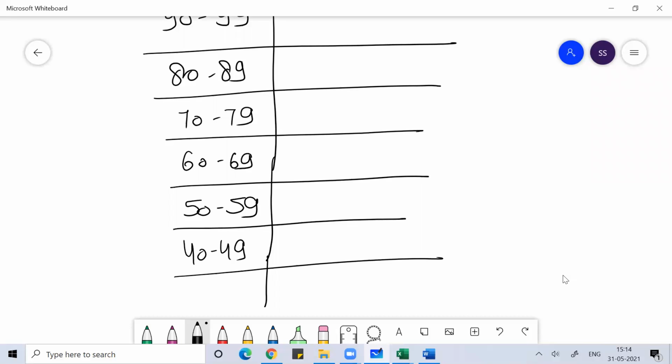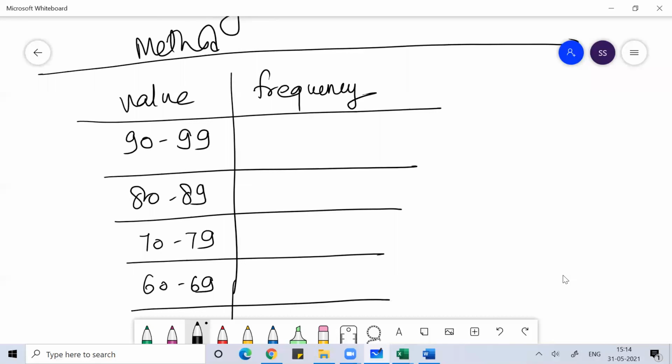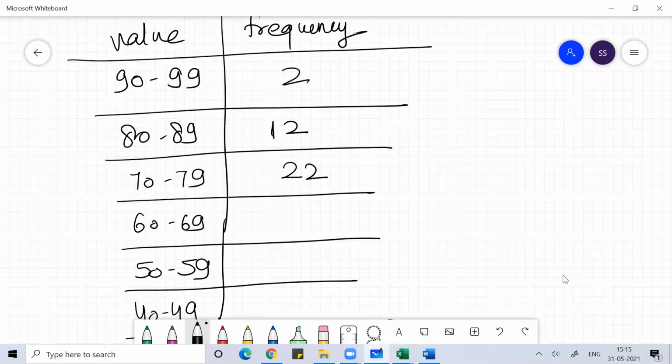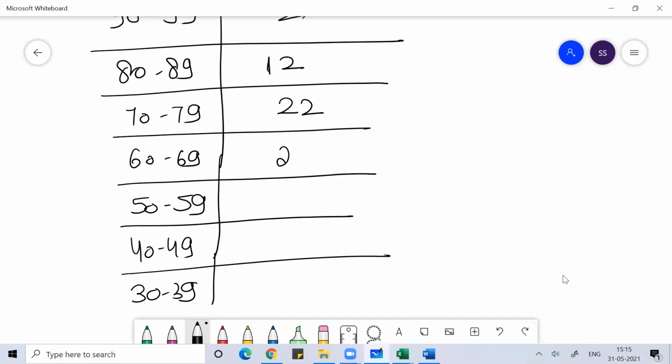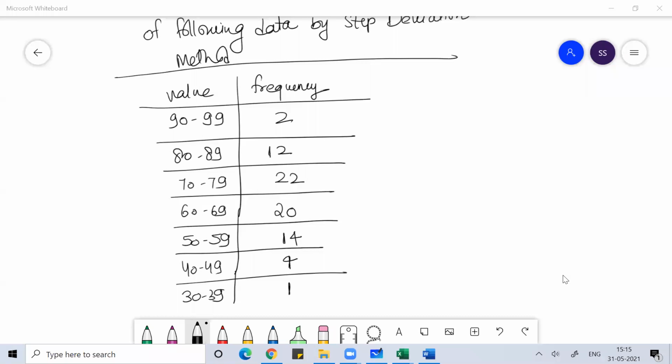This will be assignment. You can try this question. This is your assignment. You have to find the mean and standard deviation by assume mean method. This is the assignment which you will do. I'm telling you the answer now.